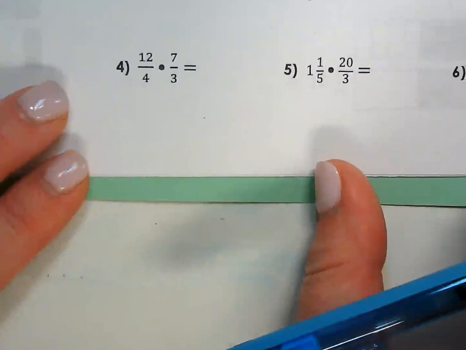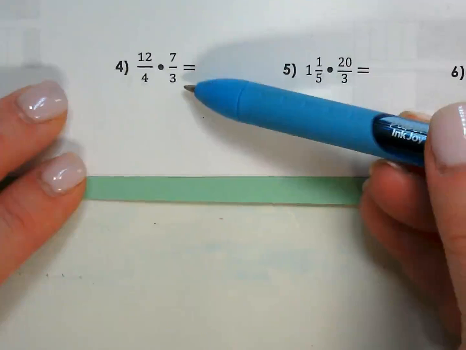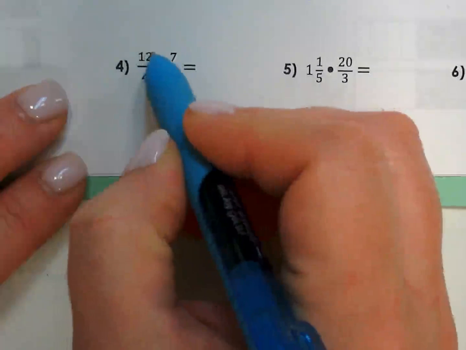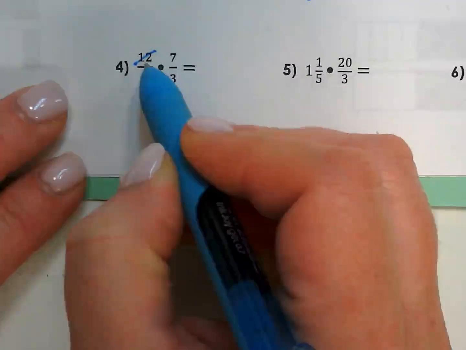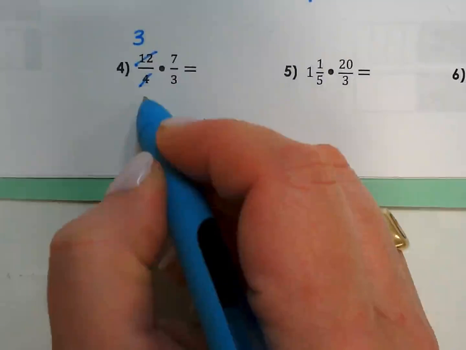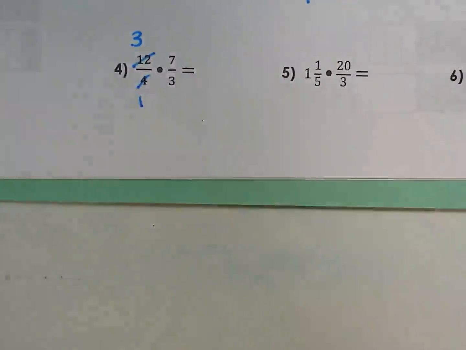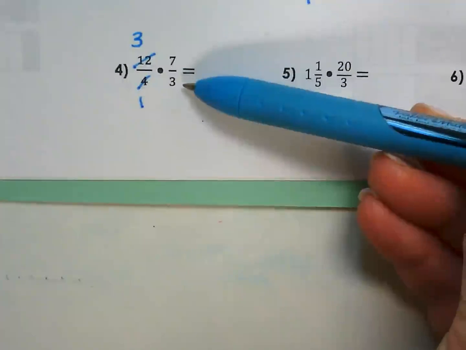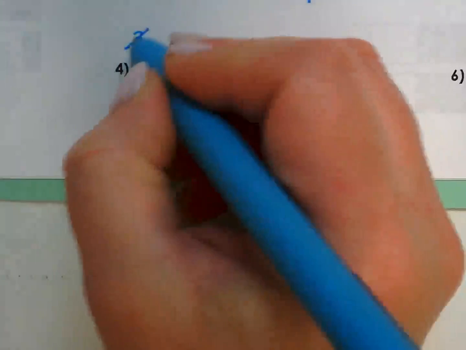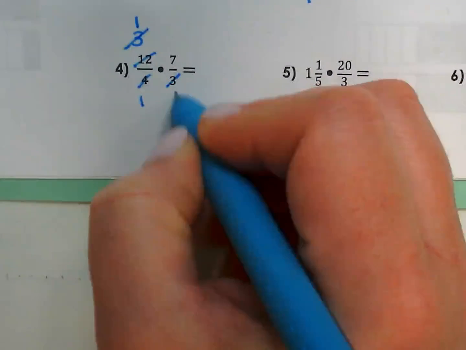All right, again, we're looking top to bottom. So I see that 12 and 4 share a common factor of 4. I'm going to simplify by that. If I divide 12 by 4, I get 3. If I divide 4 by 4, I get 1. Now, if I look top to bottom, I still see a common factor here. 3 and 3 share a common factor, so we can divide again. 3 divided by 3 is 1, and 3 divided by 3 is 1.